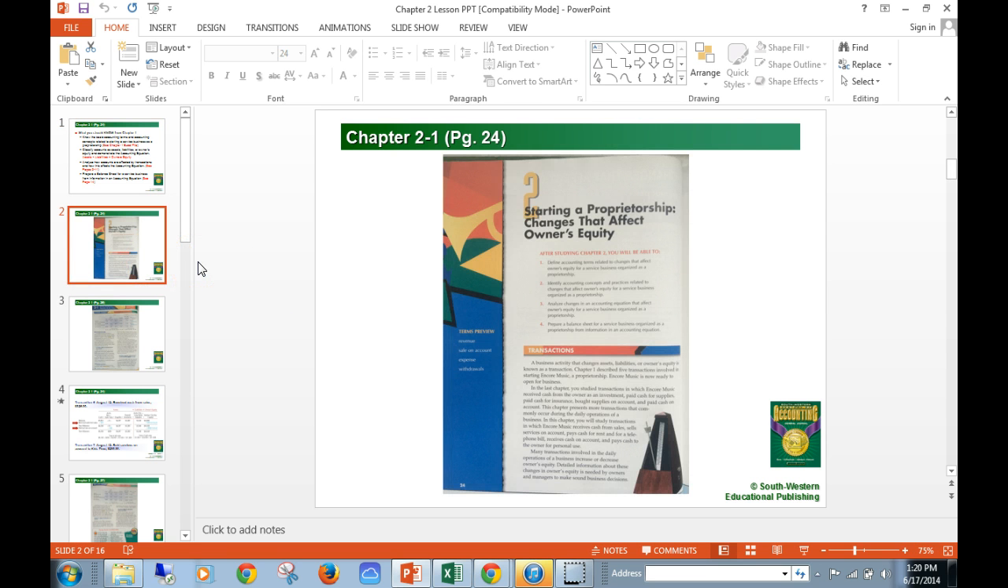As we go into Chapter 2, again, this is on page 24. I'm going to quickly zoom through this, and I know again that this is hard to read, so I would ask that you follow along in the book, but I'll point out certain paragraphs here with my mouse to kind of show you what I'm talking about. The first paragraph reads, a business activity that changes assets, liabilities, or owner's equity is known as a transaction.